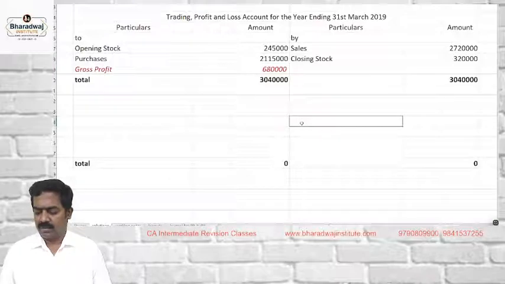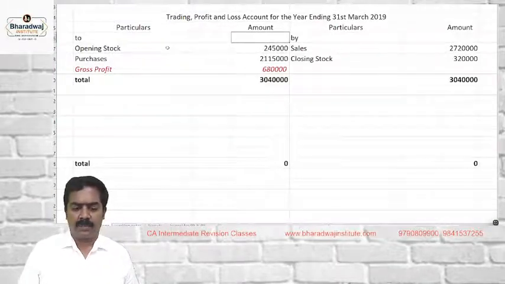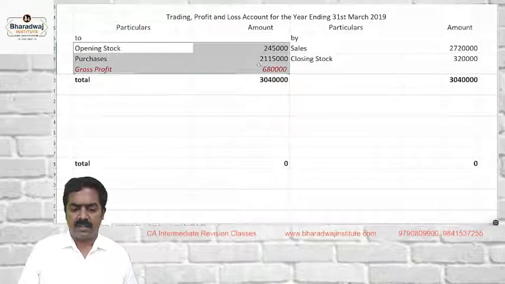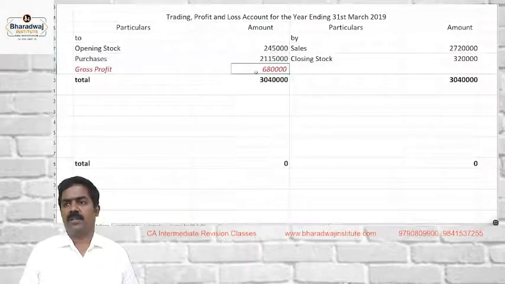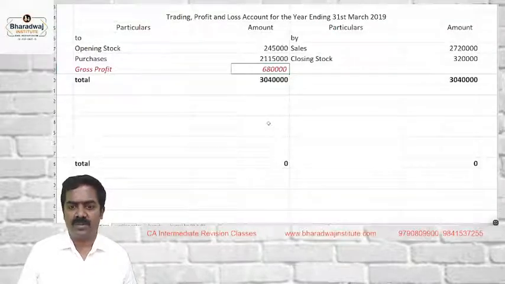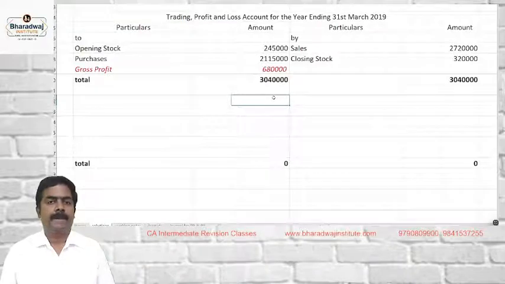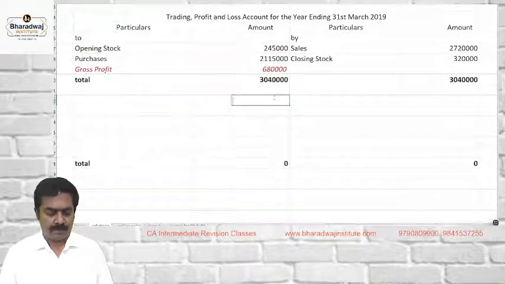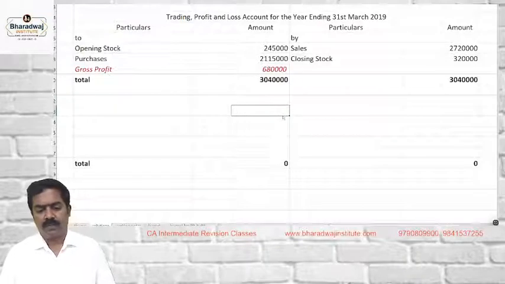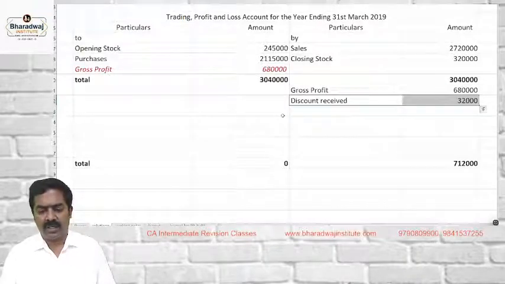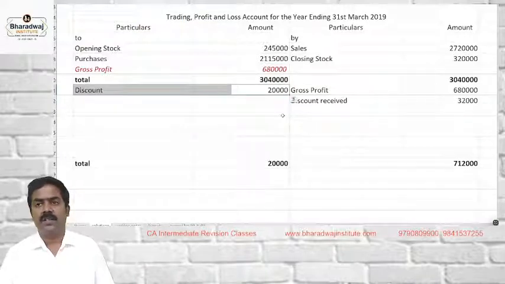Check your trading account: opening stock, purchases, sales, then which one? Closing stock, gross profit. Already we worked it out also, 6,80,000. Then gross profit you bring it down, then discount received you record it, then charge all the other expenses.